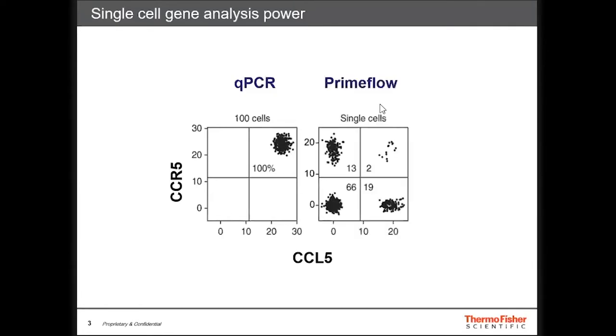With PrimeFlow, you really can very easily get around that. You can get that single cell information. So if you have multiple populations, you can see that you might have cells that are negative for both of these transcripts, some single positive populations, and then perhaps your population of interest that truly expresses both of those and is high for both transcripts.